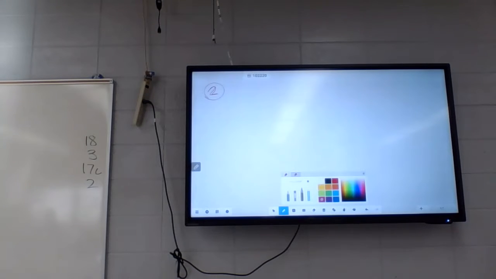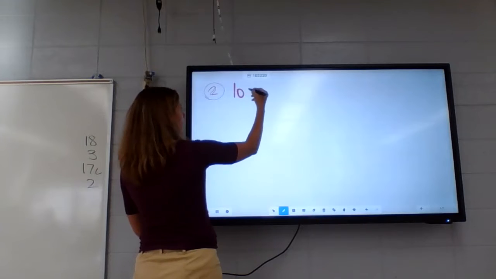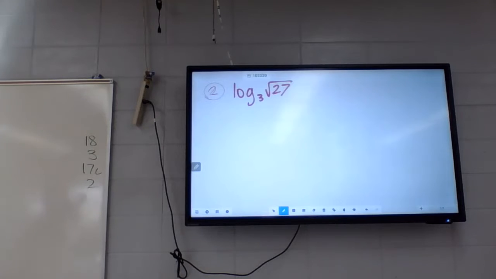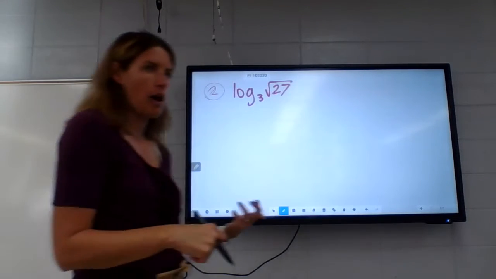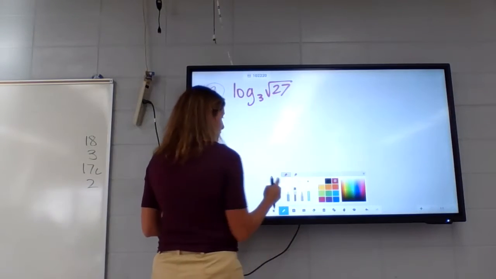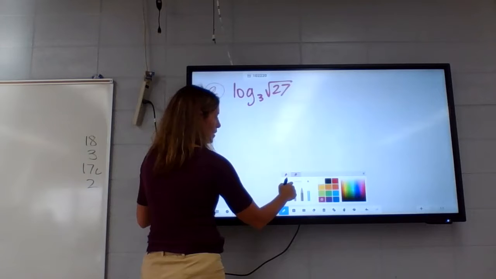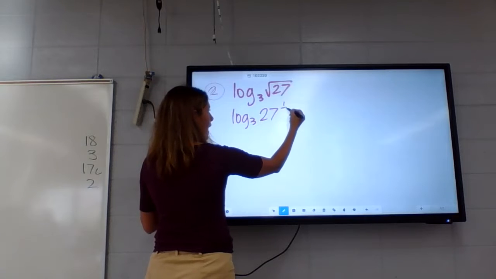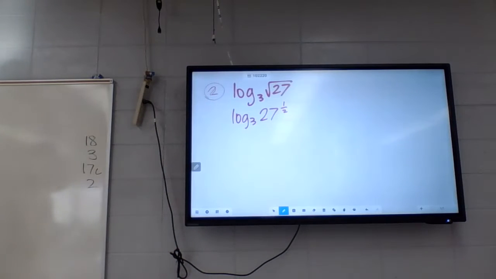So log base 3 of the square root of 27. Okay, so if you try to do the square root of 27, that's not going to work out very nicely. Square root of 27 is not a nice number. We also don't do a lot with roots and logarithms. So what I would suggest is switching it to exponential. This is log base 3 of 27 to the 1/2 power, because remember, 1/2 and square root are the same thing.